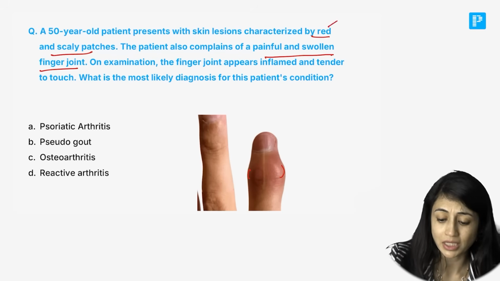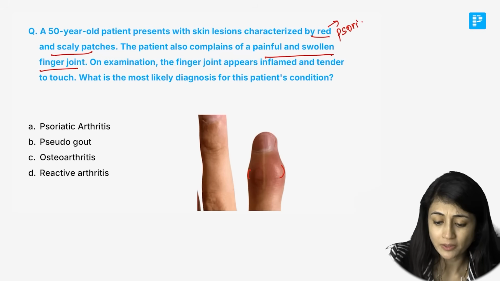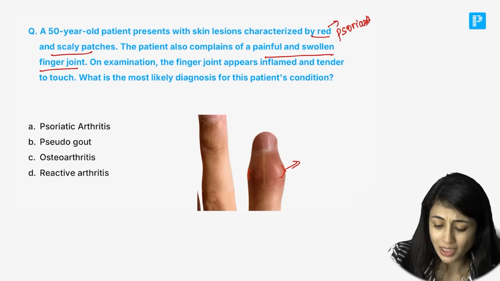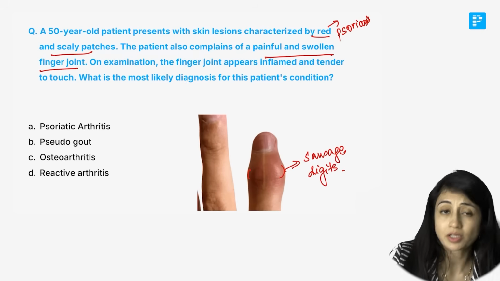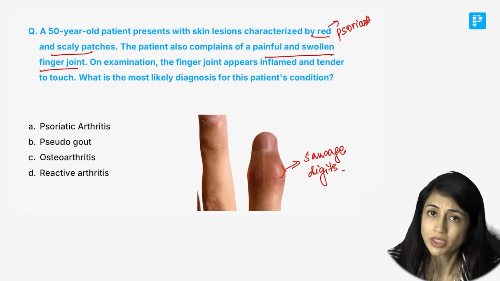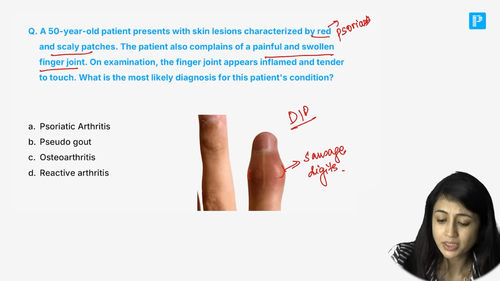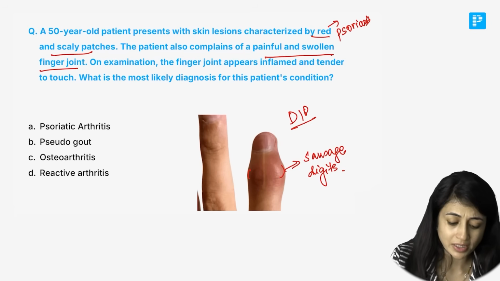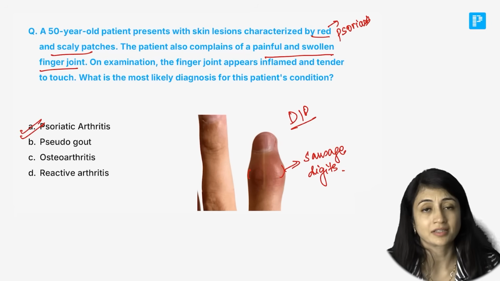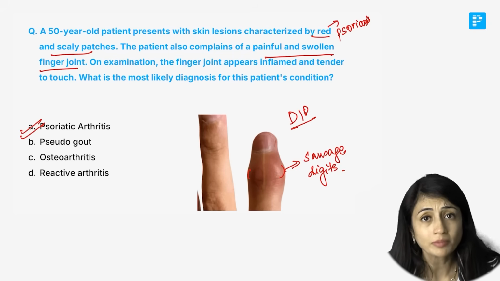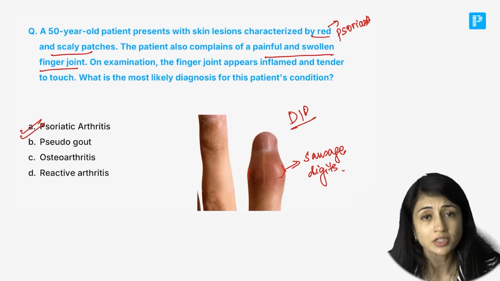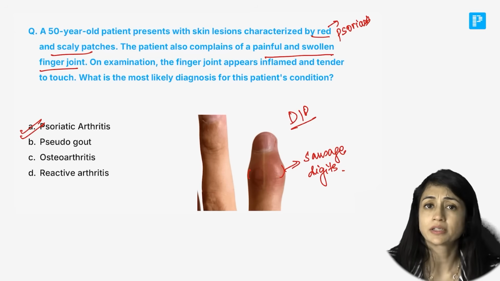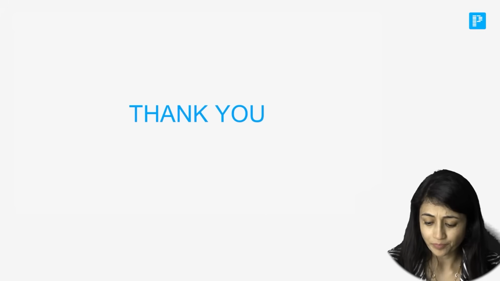Now, when I see these red scaly patches, I think of psoriasis. And if I look at this, it looks like sausage digits. Sausage digits, with clinically on cutaneous examination you are seeing psoriasis, involvement of the distal interphalangeal joint. All of this is classical for psoriatic arthritis. So, psoriatic arthritis is very common. Patient usually will have lesions suggestive of psoriasis. You will see sausage digits, you will see involvement of the distal interphalangeal joint. All these point towards psoriatic arthritis, right?